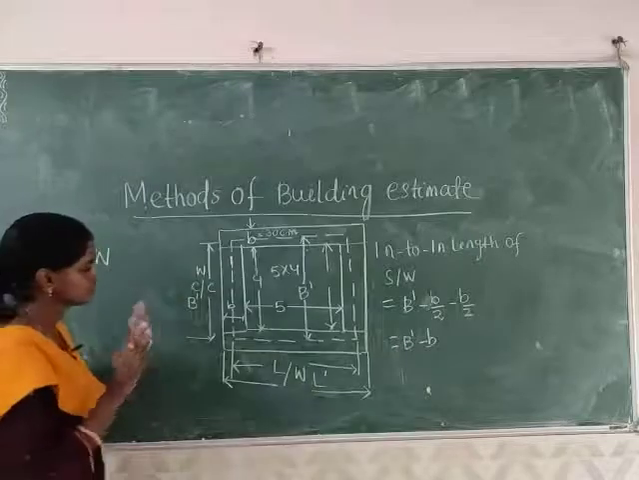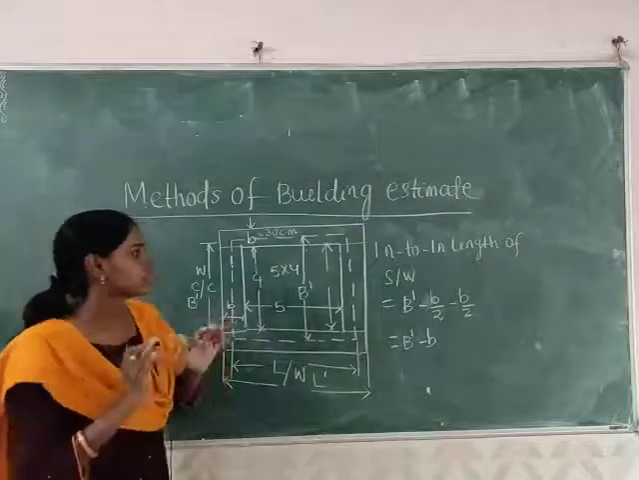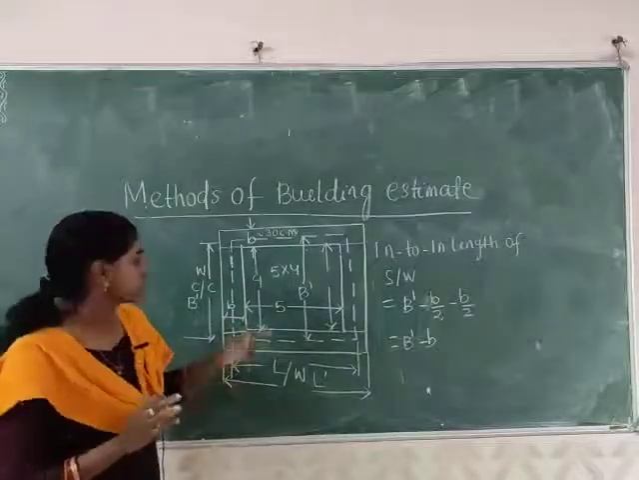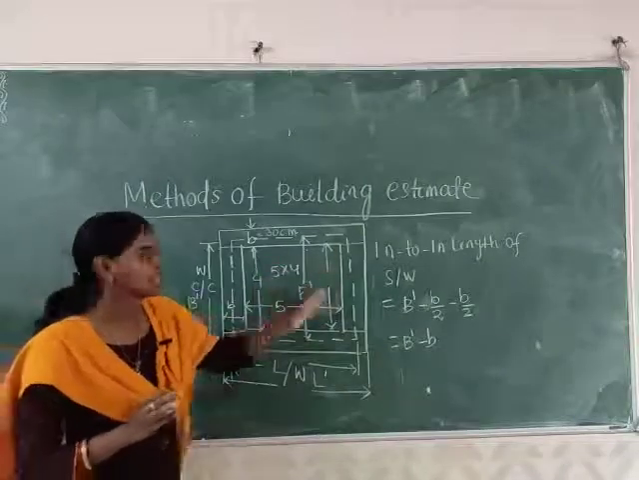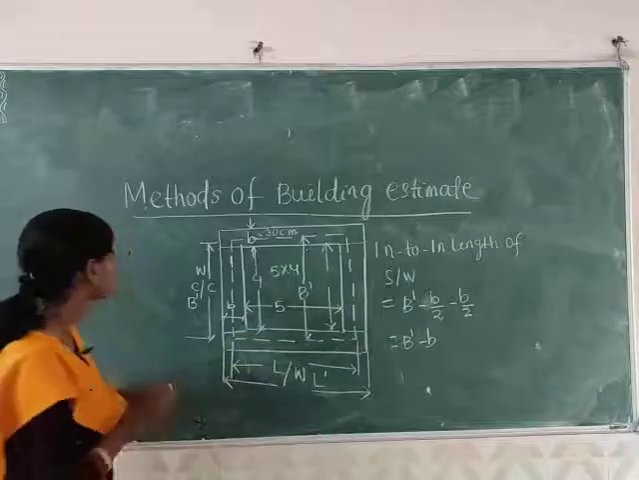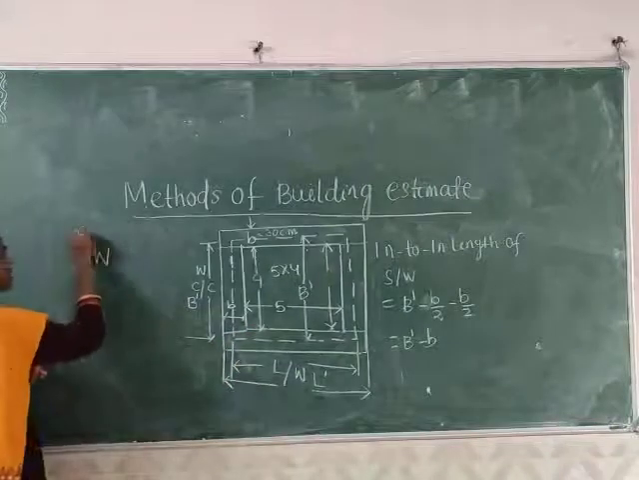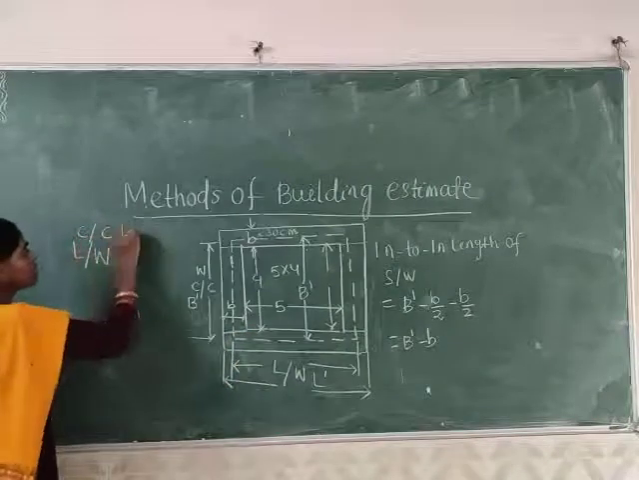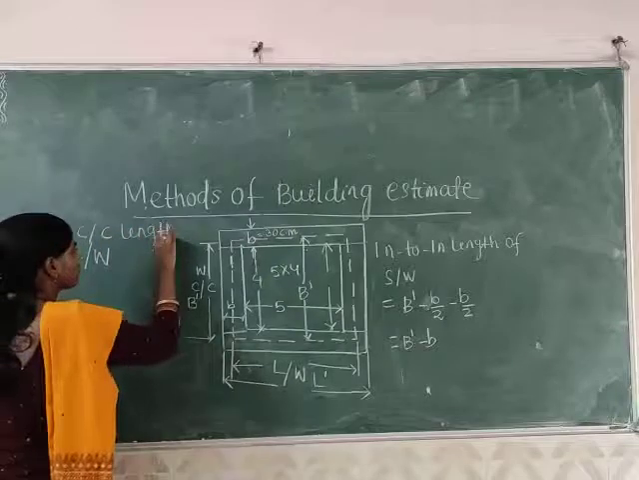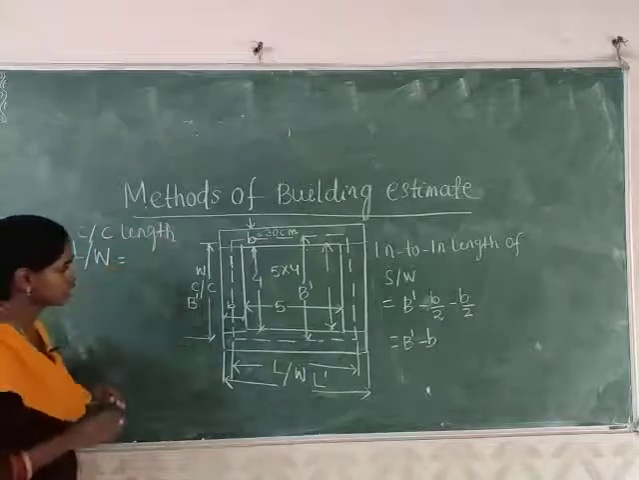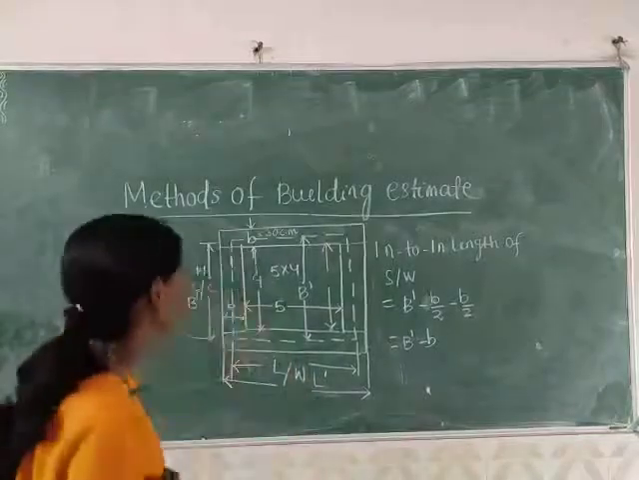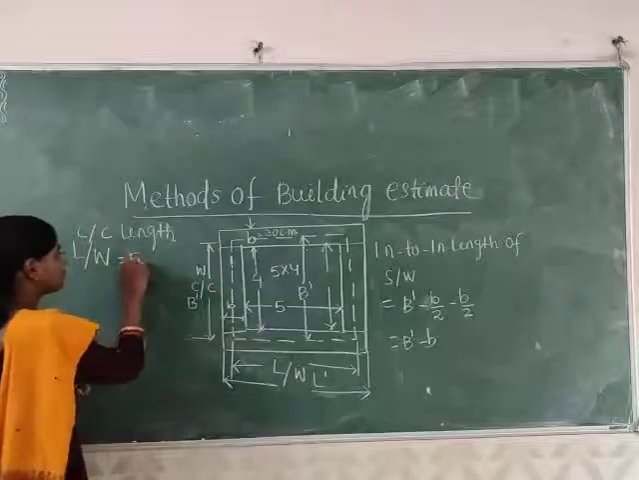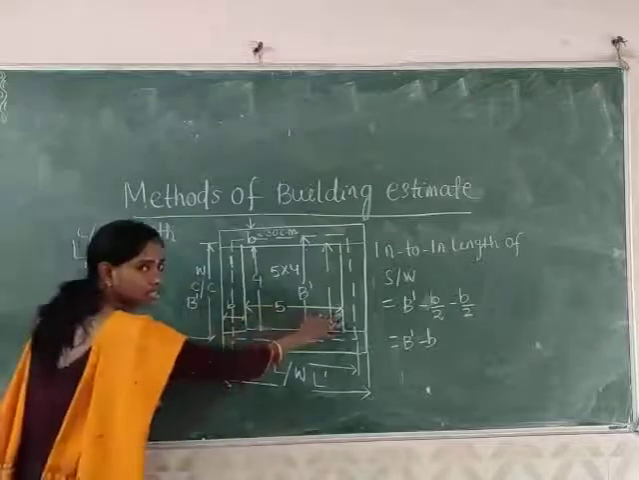So the first step is selection of long wall and short wall. We will take the 5 meter side as our long wall and the 4 meter side as our short wall. Then the second step is finding out the center to center length of the long wall. In this case, our in to in length is 5 meter.